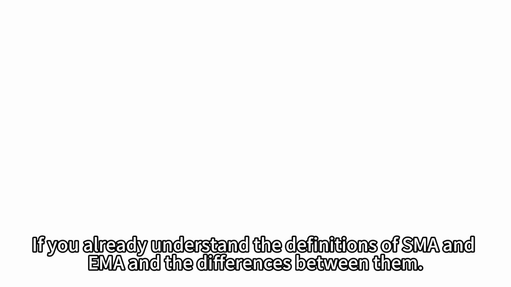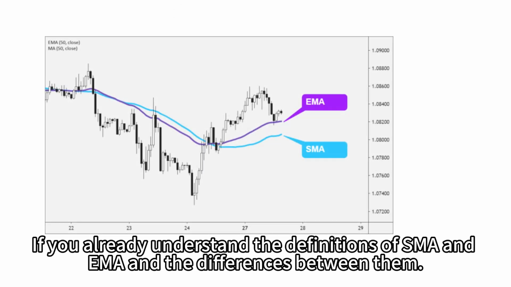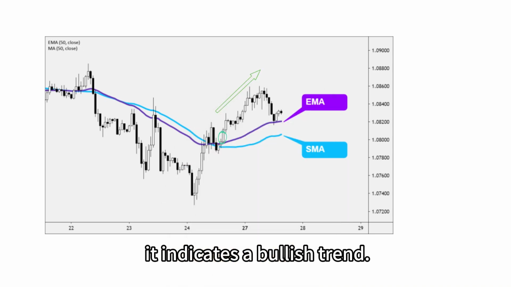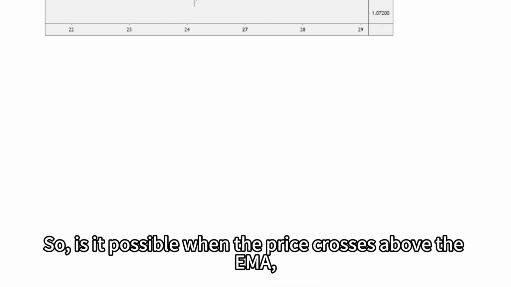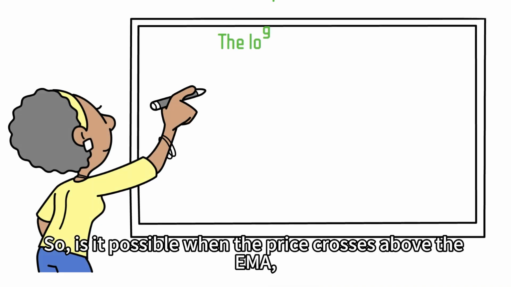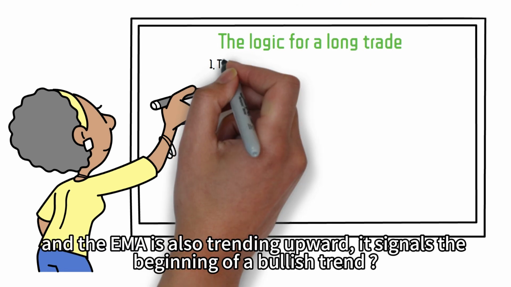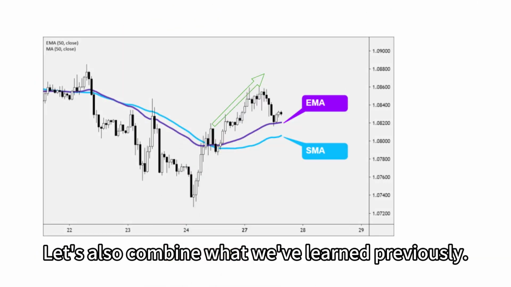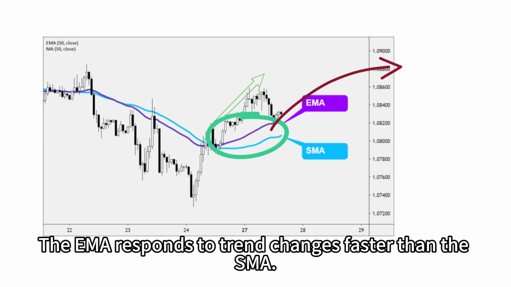If you already understand the definitions of SMA and EMA and the differences between them, you've probably also heard that if the current price is above the moving average, it indicates a bullish trend. So is it possible that when the price crosses above the EMA, and the EMA is also trending upward, it signals the beginning of a bullish trend? Let's also combine what we learned previously. The EMA responds to trend changes faster than the SMA.